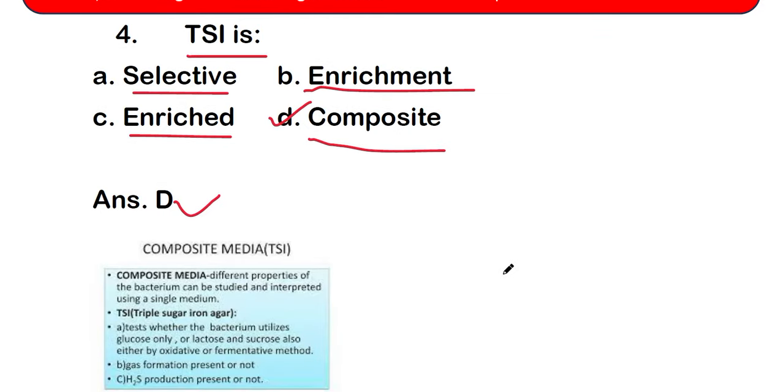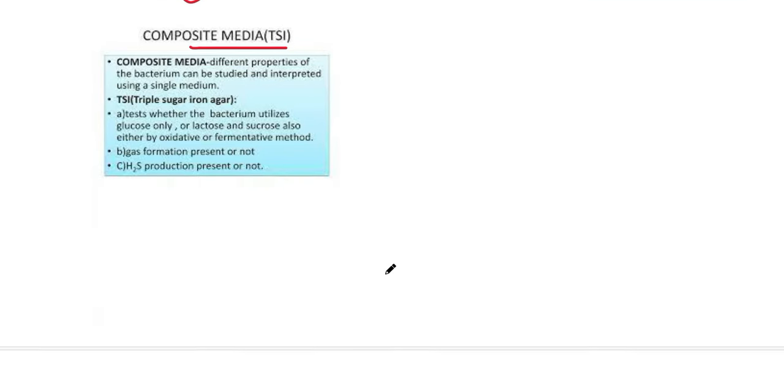Okay, and why is it called composite media? Because different properties of the bacterium can be studied and interpreted using a single medium. So by this TSI media, we can identify triple sugar, that is whether a bacteria can use glucose or sucrose or lactose. And also we can differentiate them because we can identify whether hydrogen sulfide is produced or not, or acid is produced or not, or gas is produced or not. So all these things we can identify by this TSI agar. That's why it is called composite media, because more than one differentiating character can be identified from bacteria by this media.